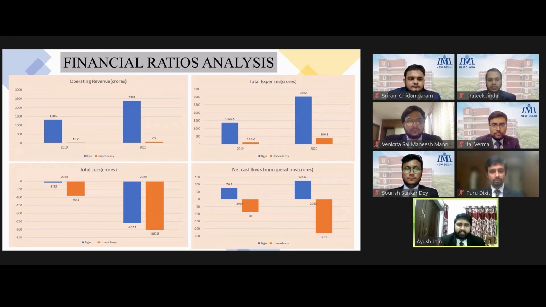Next, we have analyzed financial ratios of the two biggest edtech giants of India, that is Byju's and Unacademy. So we have compared their operating revenue, total expenses, total loss, and net cash flow from operations for the years 2019 and 2020. We found that Byju's is doing better in every financial aspect than Unacademy, and it is growing with every coming year. Though we could attribute the higher revenue to the larger scale of Byju's, Byju's has maintained its expenses in proportion to its revenue, unlike Unacademy, where expenses are very high compared to its revenue. That's why we conclude Byju's is managing its operations better than Unacademy.